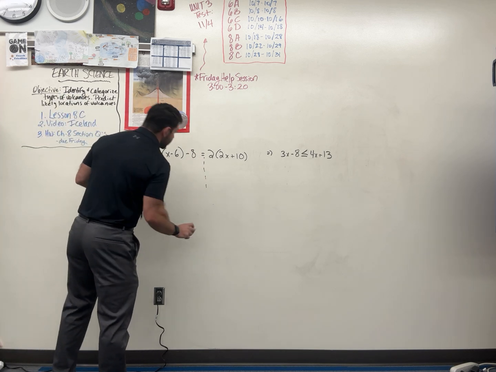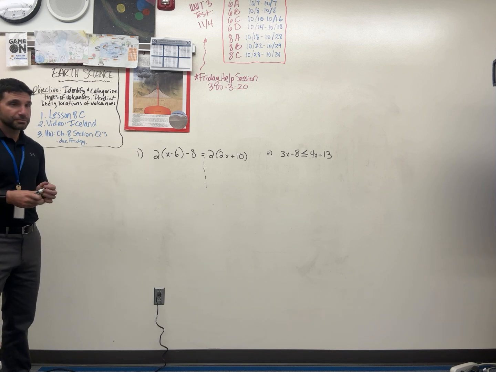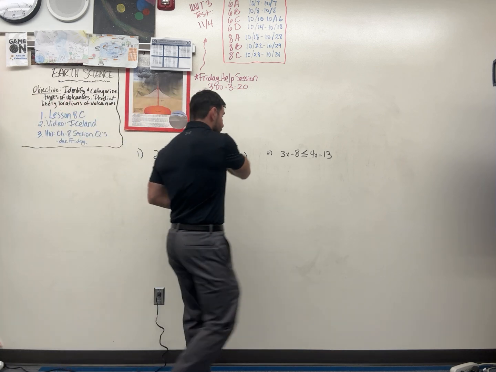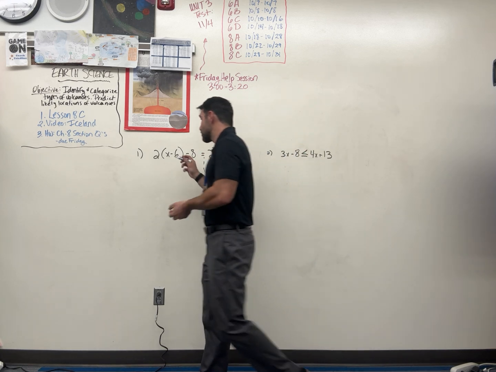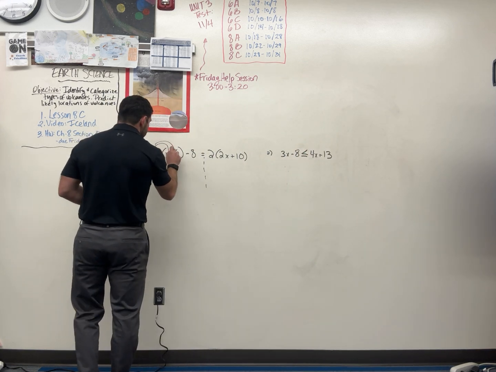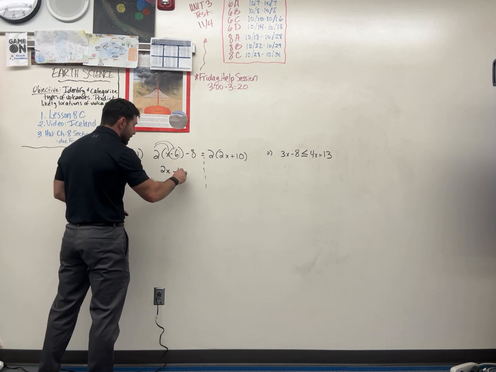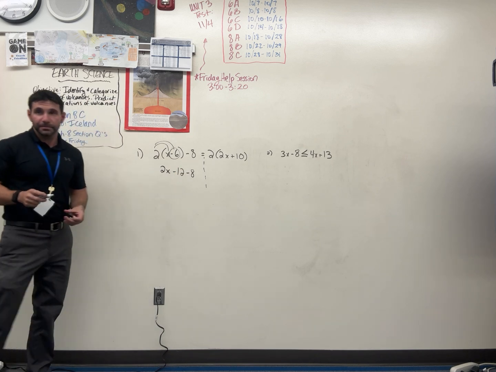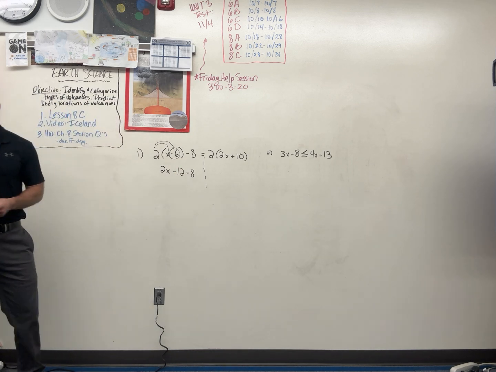Step 1. Step 2, choose a side, Violet, left or right, your choice. Left. Okay, so you should have no cards, cover up one side, only focus on the left side. Step 2 is distribute if needed. We need to distribute when there are parentheses. 2 times x is 2x, 2 times negative 6 is negative 12. Bring down the negative 8.